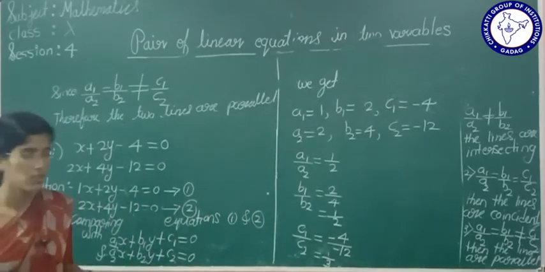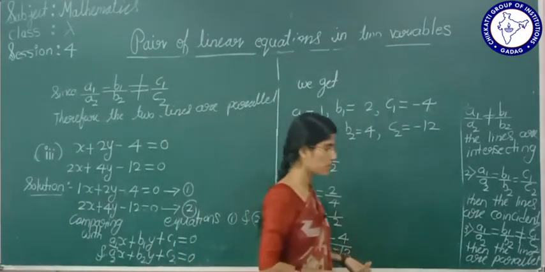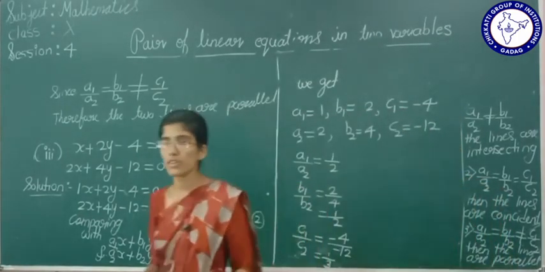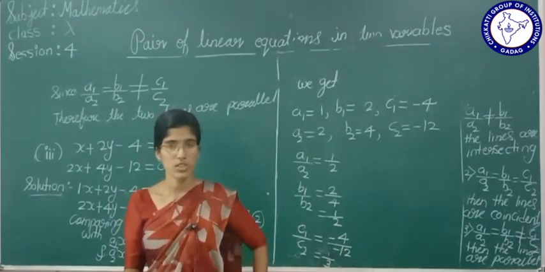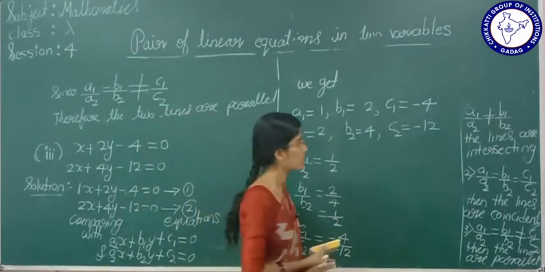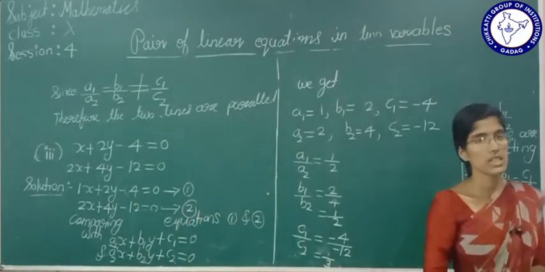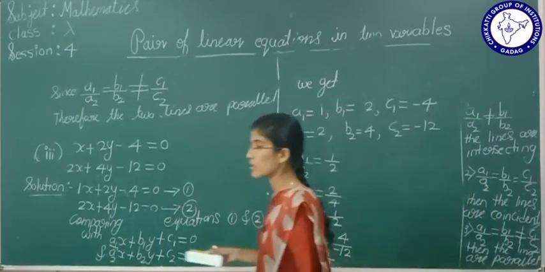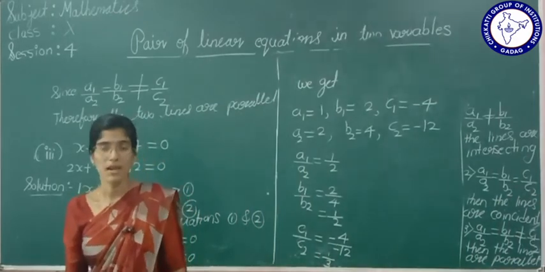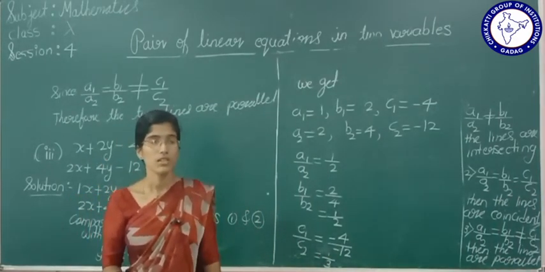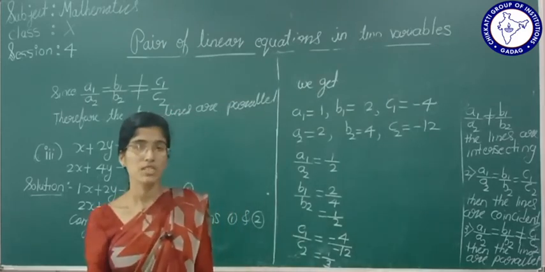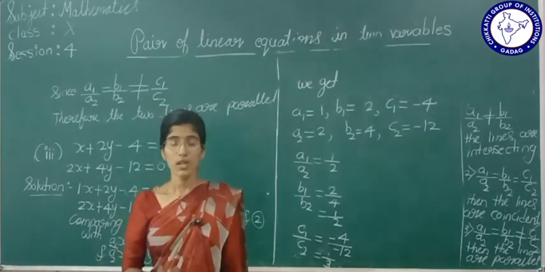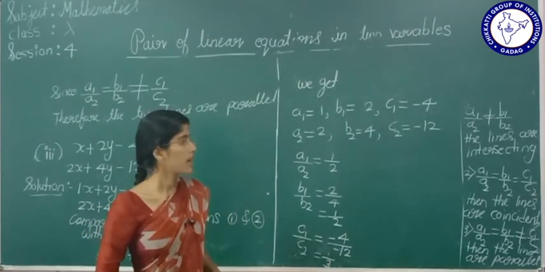Listen. Now see, students, in today's class we saw that without using the graph or without plotting in graph, we can tell whether the pair of equations are parallel or intersecting or coincident. So without using graph, we can find out by only comparing the ratios. By comparing the ratios we can tell whether the pair of linear equations representing the lines are parallel or coincident or intersecting lines.